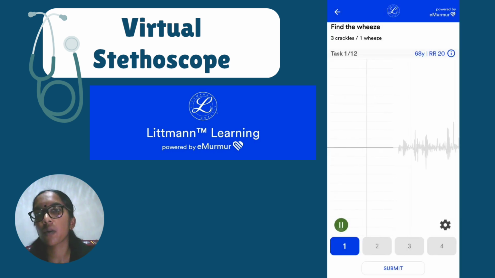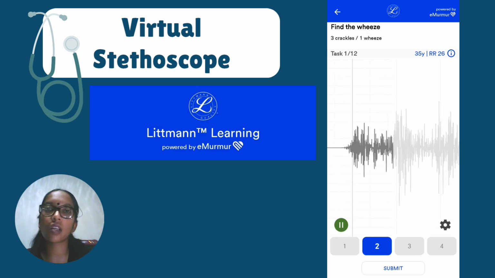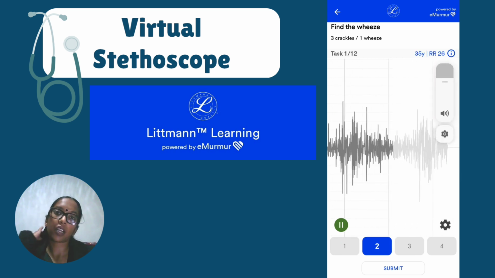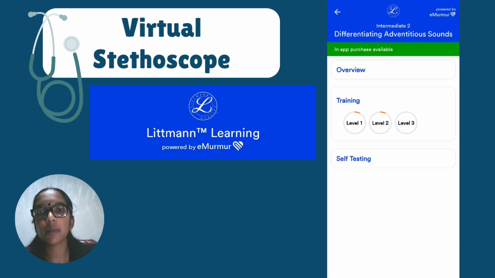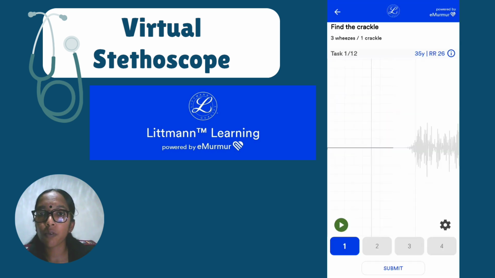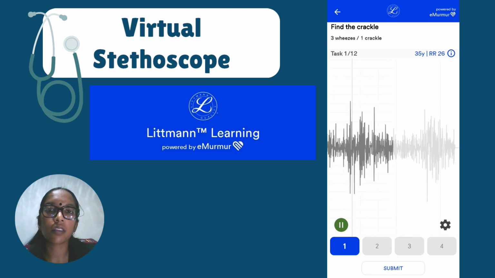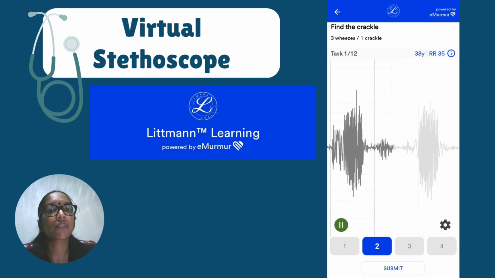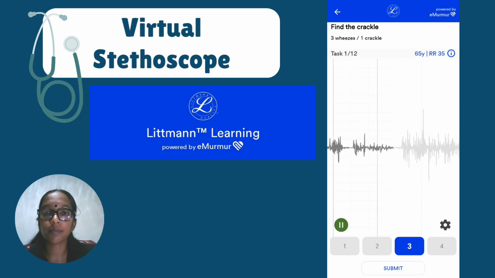It'll give you different questions like identify the wheezing sound. You will listen to all the sounds and then submit the right answer. The blue logo here, Letman TM Learning, is the logo for the virtual stethoscope. After the lecture, you can get to download it and make use of the virtual stethoscope to learn the different lung sounds from the normal to the abnormal.